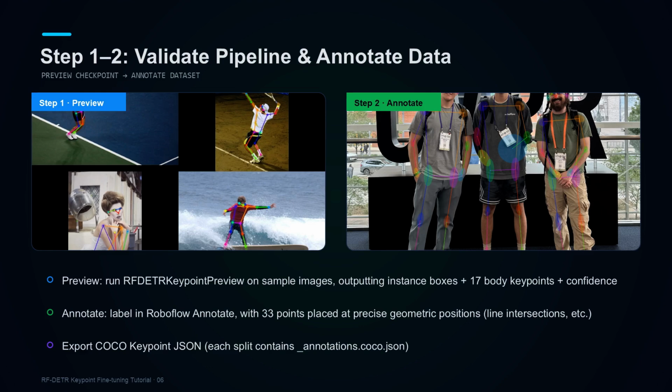Let's look at steps 1 and 2 first. In step 1, run RF-DETR keypoint preview on a sample image to get instance boxes plus 17 body keypoints, confirming the pipeline works. In step 2, annotate in Roboflow with 33 points placed at precise geometric positions, then export the COCO keypoint JSON file.